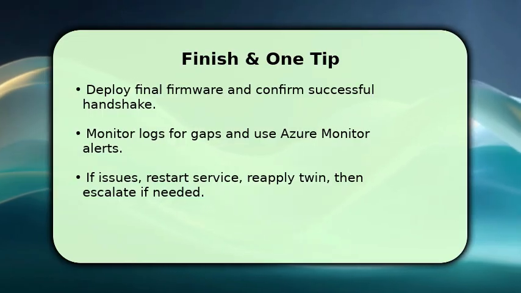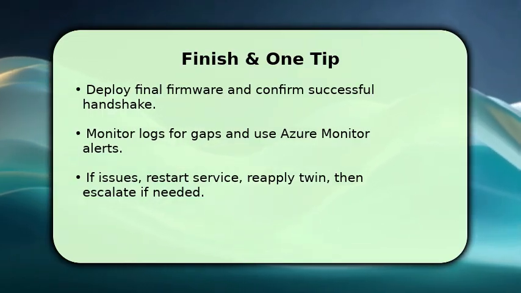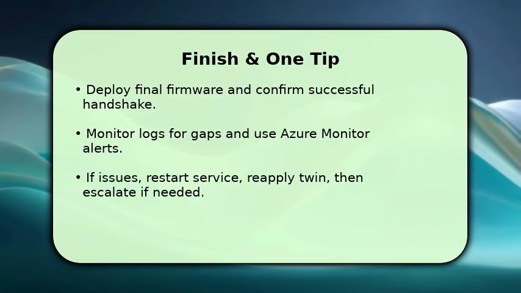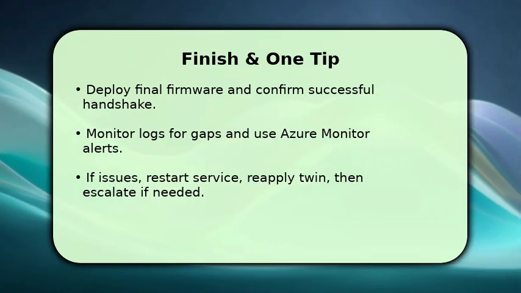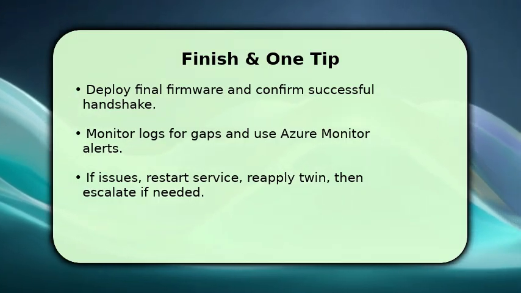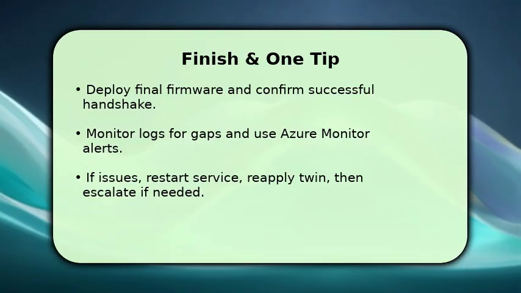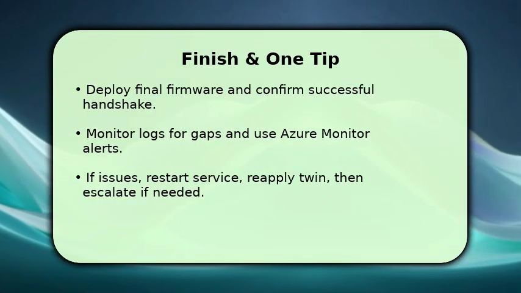This helps you act before data loss occurs. If you encounter dropped messages or stalls, restart the latch service and reapply the device twin. This resets the Dribble state and usually clears transient faults. If not, collect logs and escalate for deeper diagnostics.